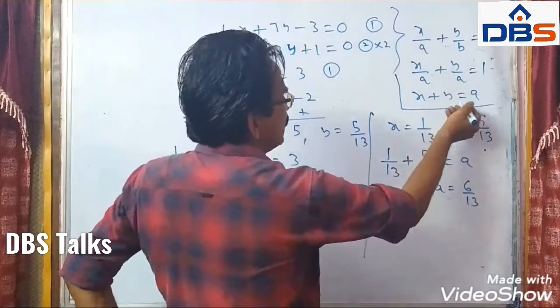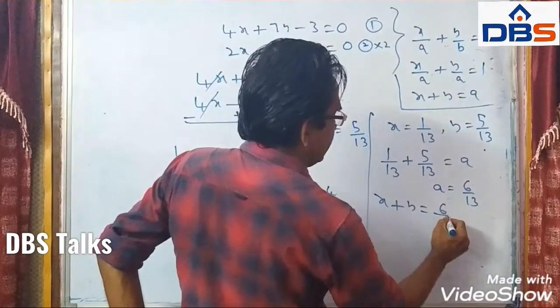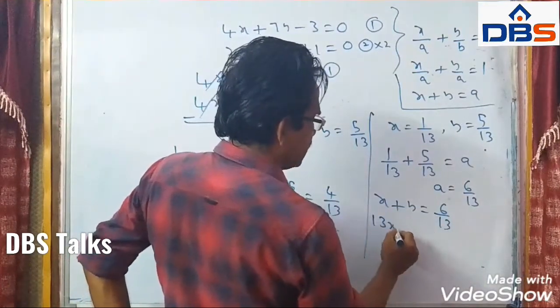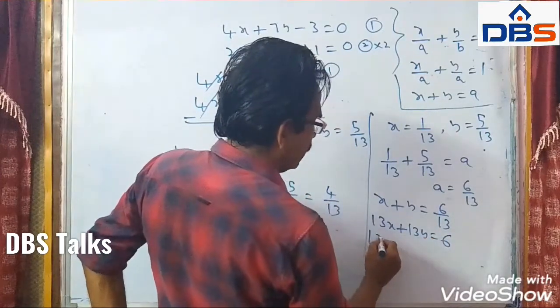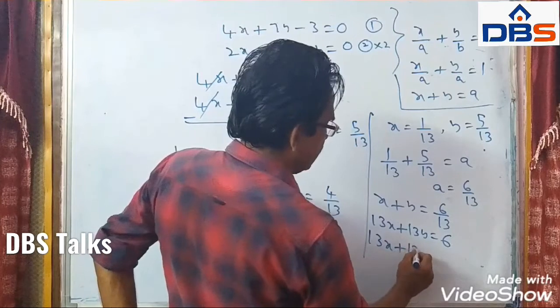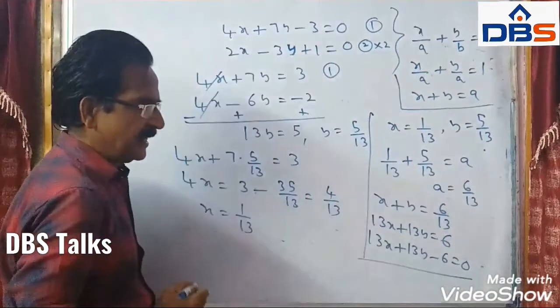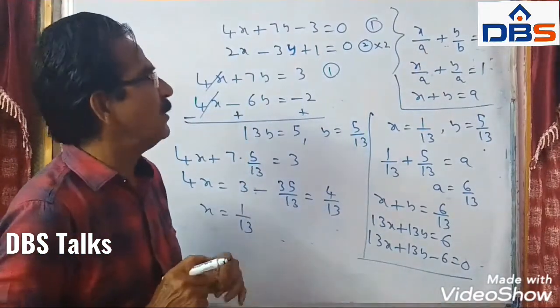So now x plus y is equal to 6 by 13. 13x plus 13y is equal to 6, or 13x plus 13y minus 6 is equal to 0. This is the required equation, friends. 13x plus 13y minus 6 is equal to 0.